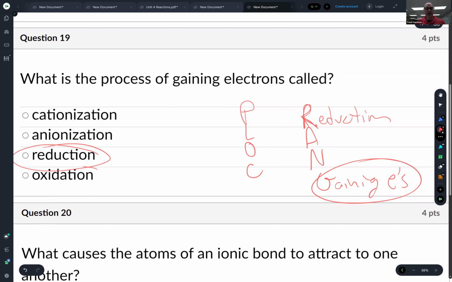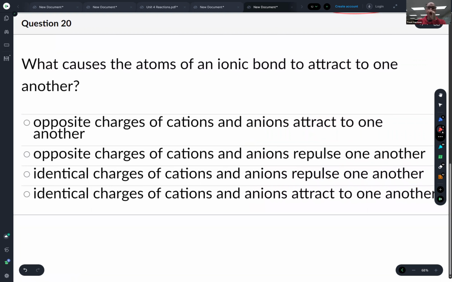And then our final question here, what causes atoms of ionic bonds to attract to one another? So ionic bonds is not a sharing, it's the exchange of electrons. Because we end up having one atom with a positive and one atom with a negative, they are going to attract to one another. So opposite charges of the cations and anions attract to one another.